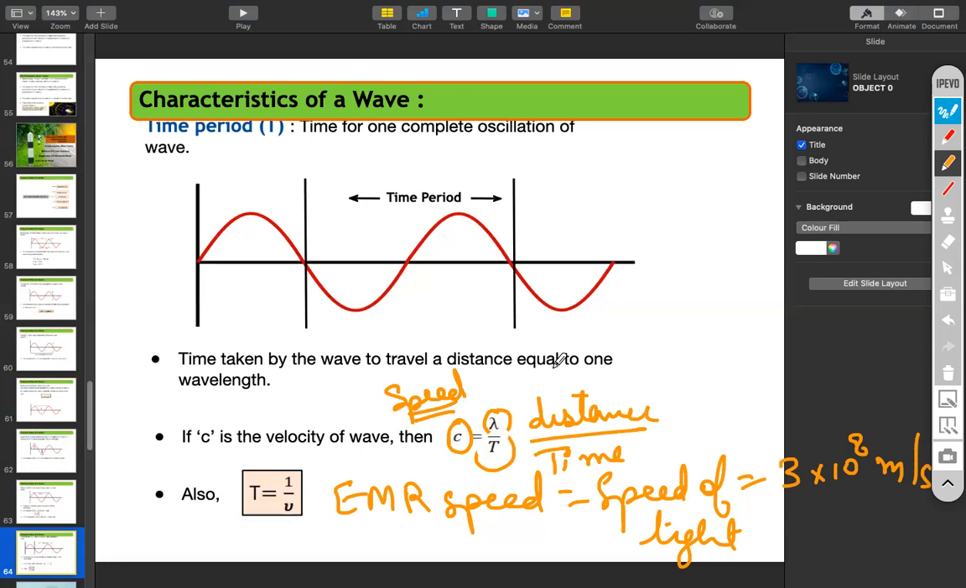Understood? Or time taken by one entire wave to pass through a point. That is time period. So C is equals to lambda by T. Any doubt? Any doubt? No doubt?